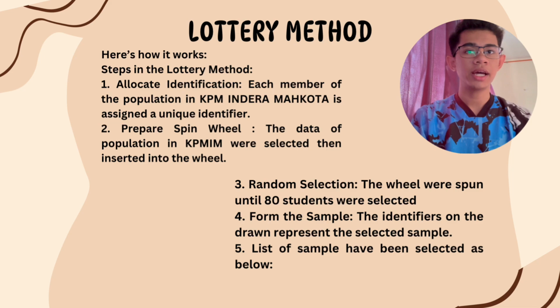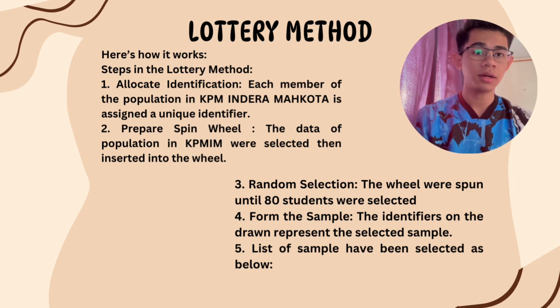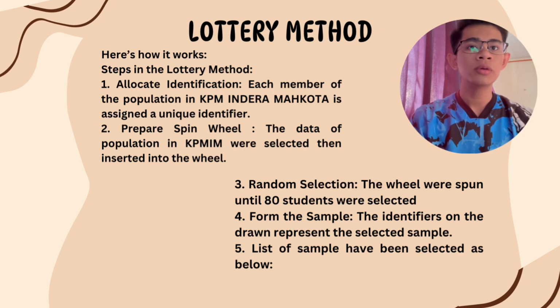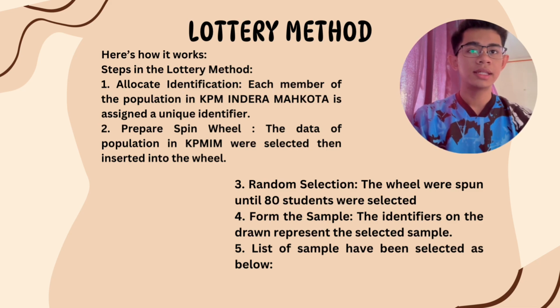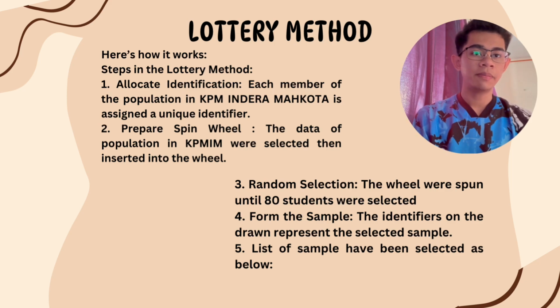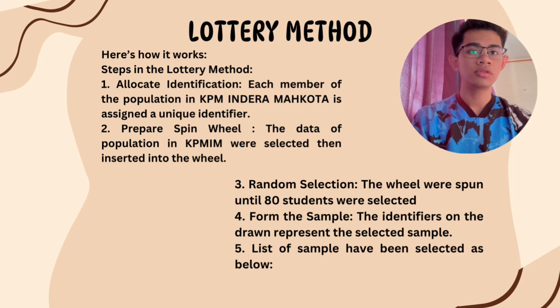Number 1, allocate identification. Each member of the population in KPM Indra Mahkota is assigned a unique identifier. Number 2, prepare spin wheel. The data of the population in KPM IM were selected, then inserted into the wheel. Number 3, random selection. The wheel was spun until an active student was selected. Number 4, form the sample. The identifier on the draw represents the selected sample. Number 5, list of samples that have been selected.